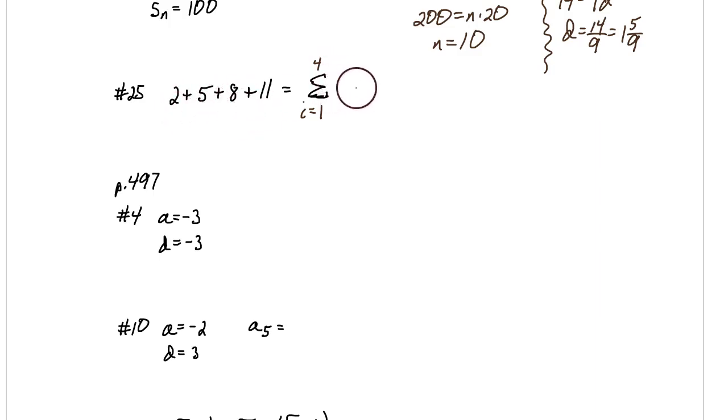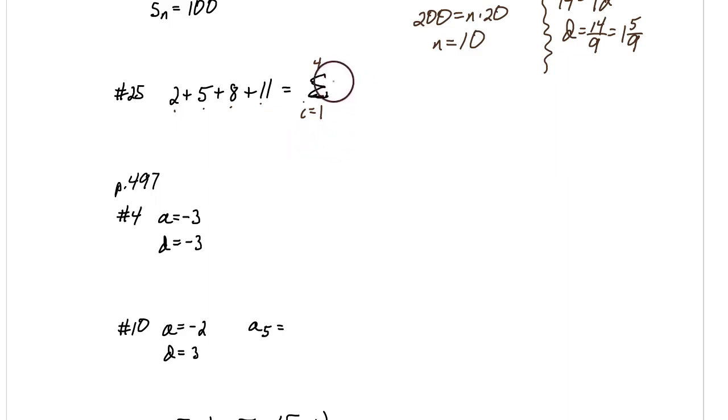Then we need to create a formula on the side so that when we substitute values in for I, it outputs the correct value for the different terms. So if the formula was 2 times I, and you plugged in 1 for I, we would have 2 times 1 makes 2, the correct first term. But when you plug in 2 for I, 2 times 2 is 4, that's not what the second term is. So the formula is not as straightforward as just saying 2 times I. We need to find that formula.